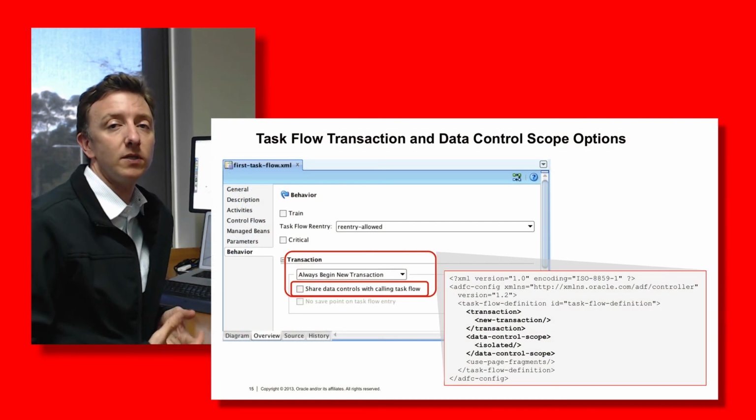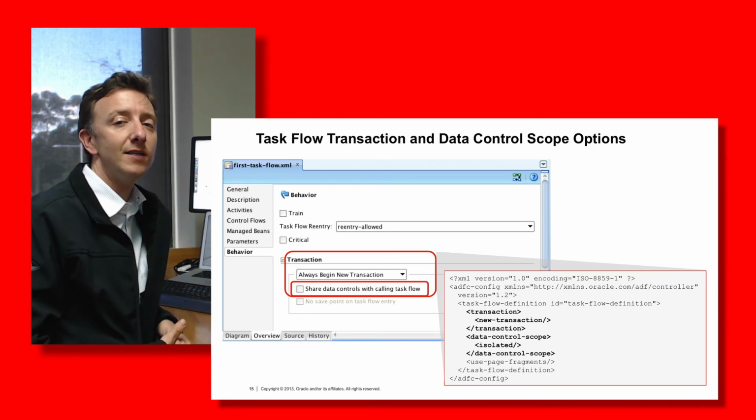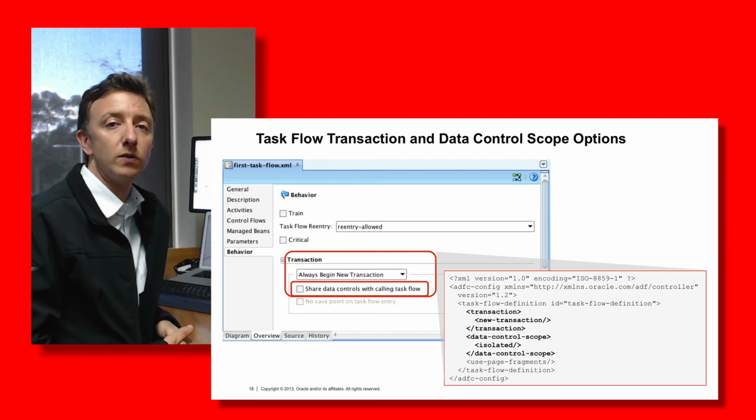The answer to these questions is in the relationship of data controls and the data control types to the bounded task flow. In 11g, the release of JDeveloper and ADF, the bounded task flow is a fundamental design point or design module of ADF applications, and the bounded task flow, under the behavior tab or set of properties, has options for interacting with data controls, specifically the data control scope option and the transaction options.